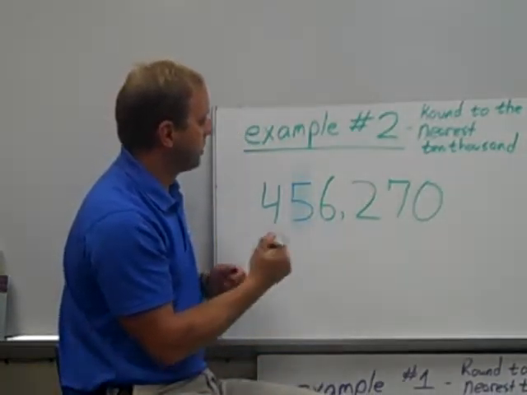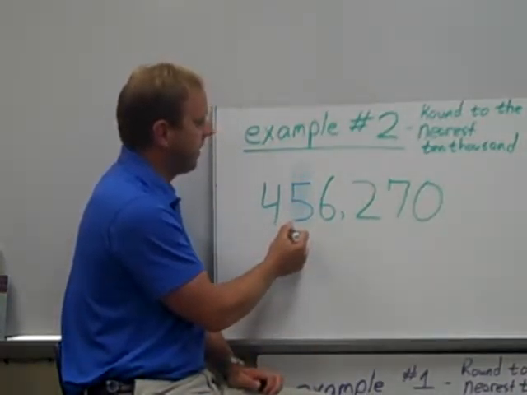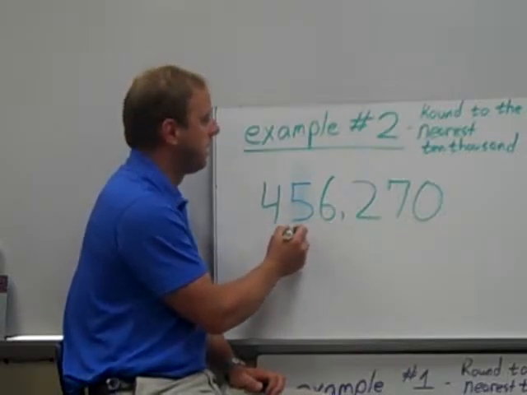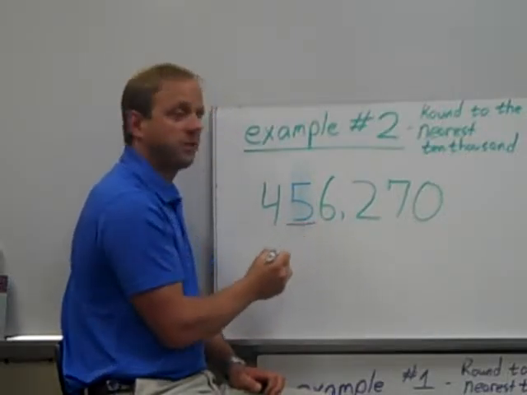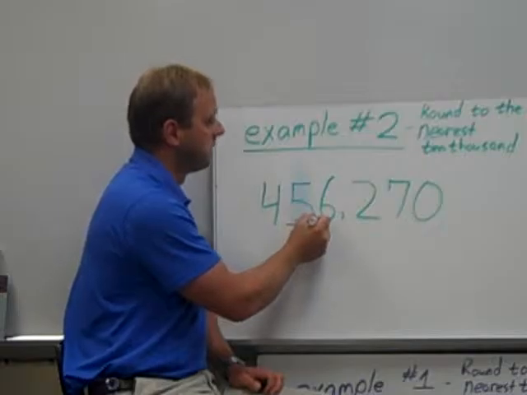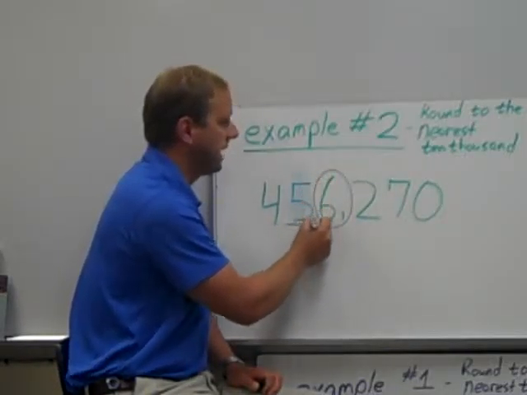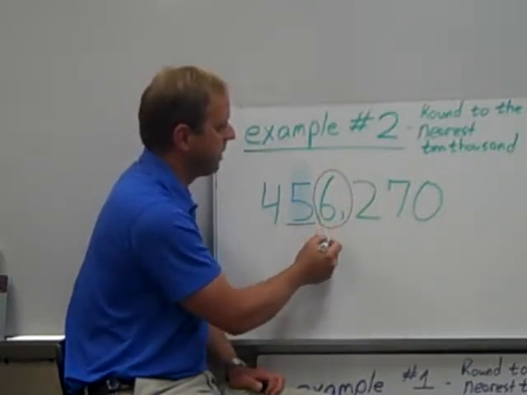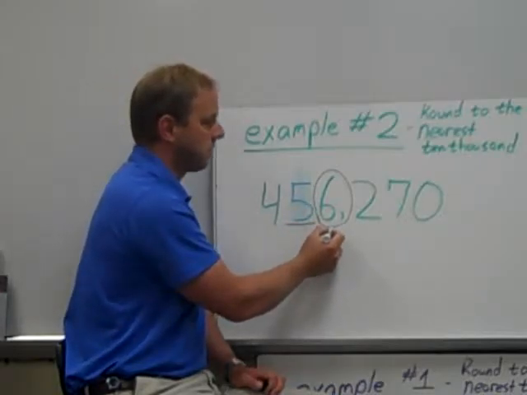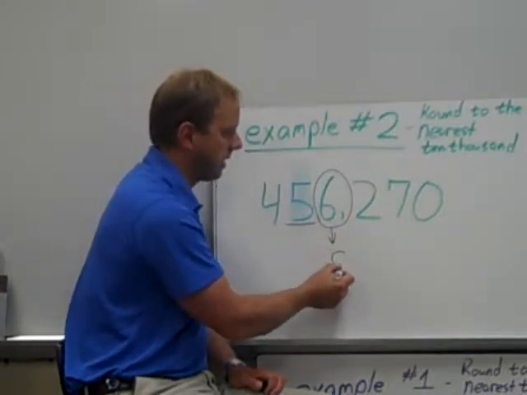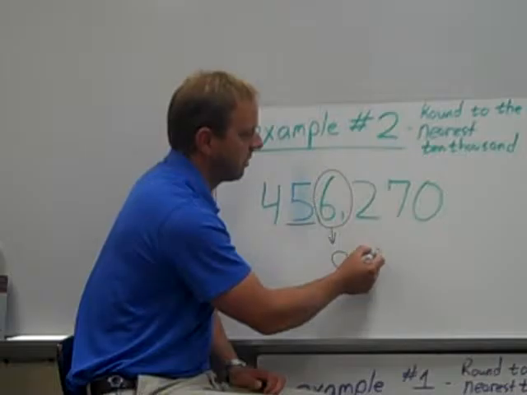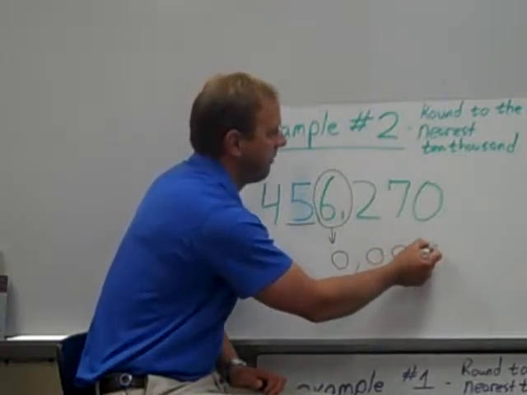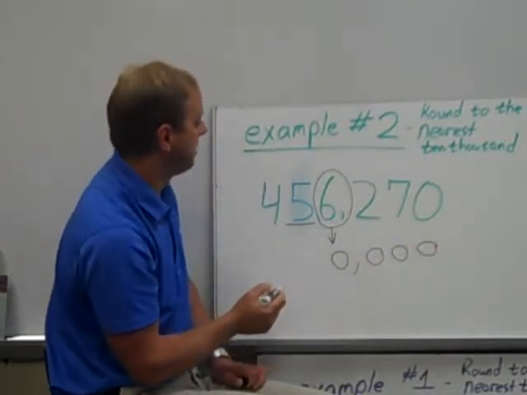This we're going to round to the nearest 10,000. So remember the steps. Underline the place value that you're rounding to. Circle the next lowest place value, and because that's a circle, it should help you remember to make everything else circles or zeros. All of these lower place values become zeros.